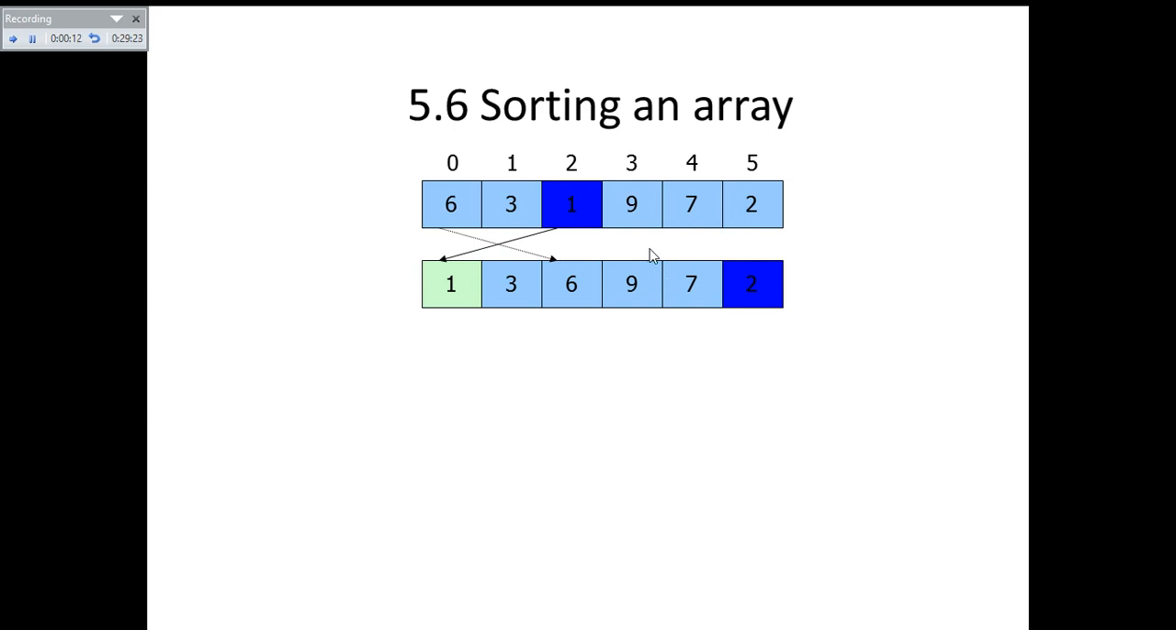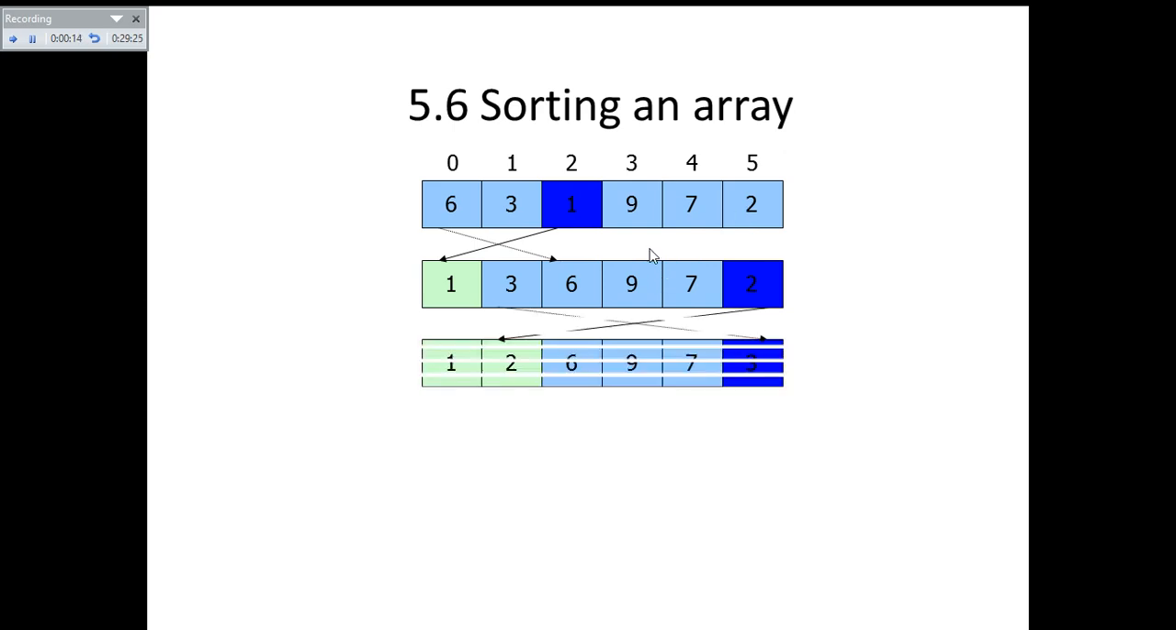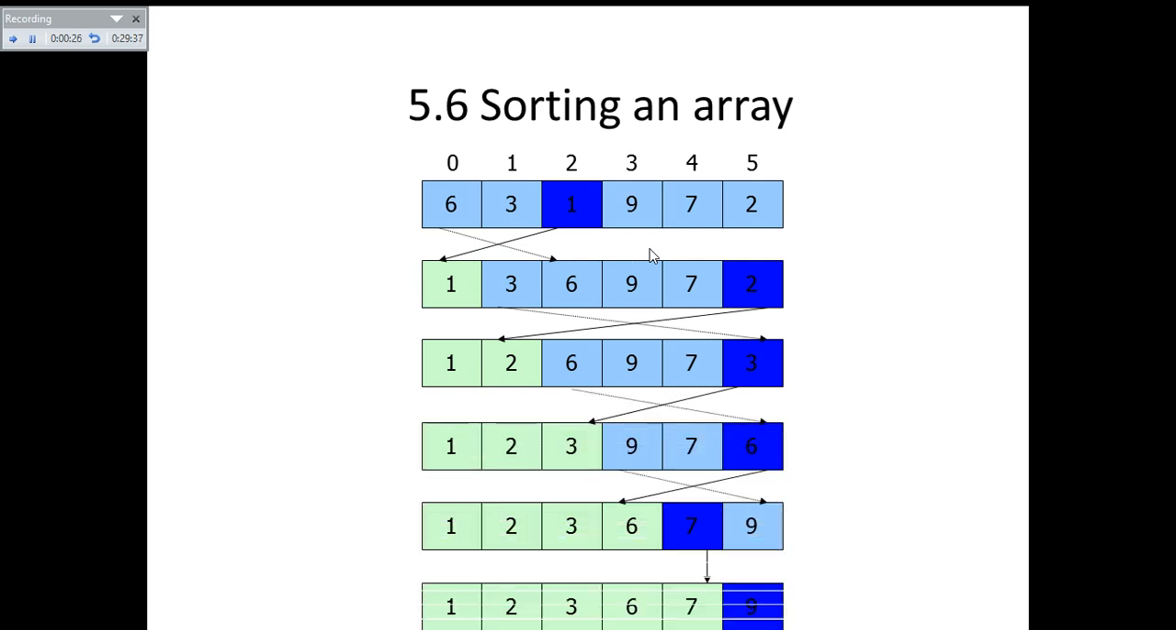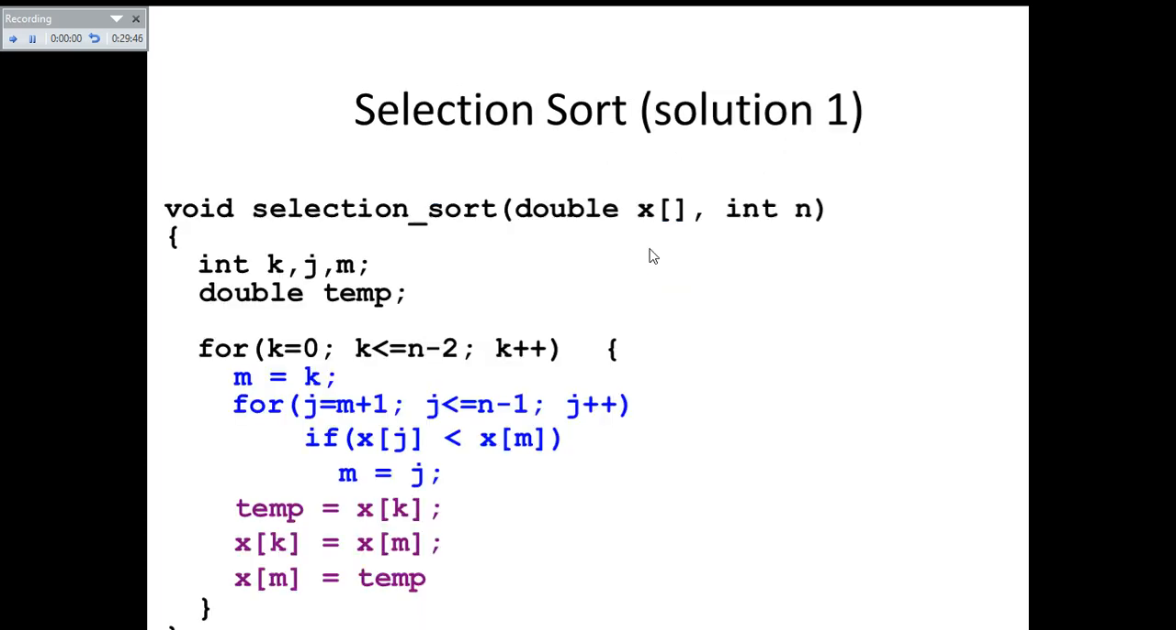The contents of the array are 6 3 1 9 7 2, and we are going to sort these into ascending order. The final step, that is 1 2 3 6 7 9. Finally, once we sort the array, we have to get the content of the array as 1 2 3 6 7 9. The logic here: we can use one of the sorting techniques, that is selection sort.